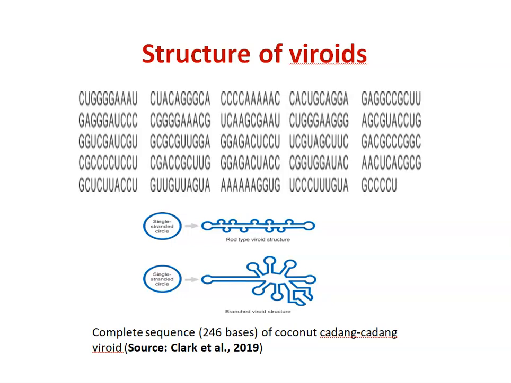Although viroid RNA is single-stranded, base pairing occurs between the bases on the opposite halves of the circle to produce a rod-like structure. You can see here in this diagram a single-stranded circle, but base pairing occurs between the halves on the opposite halves of the circle to produce a rod-like structure. This is the rod-like structure, and this is the branched viroid structure showing branches.